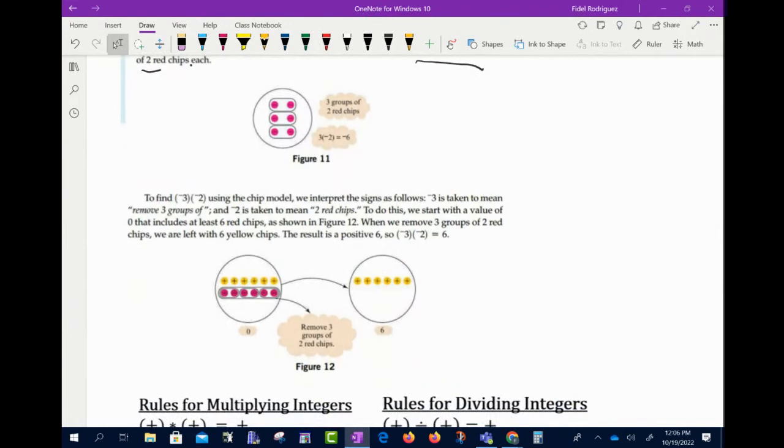Now, the next part here, y'all, says, look, to find negative 3 times negative 2, negative 3 is taken to mean we're going to remove 3 groups of the negative 2's, okay? So if you notice, they have 3 groups of the negative 2's, and we're pulling those numbers out, okay? And so what are we left with? We're left with a positive 6, okay?